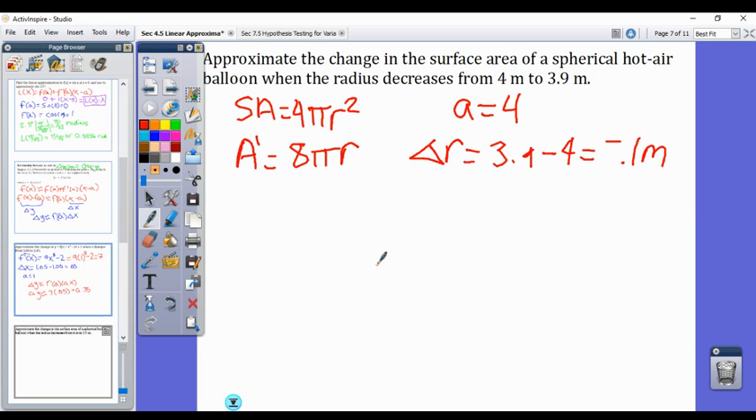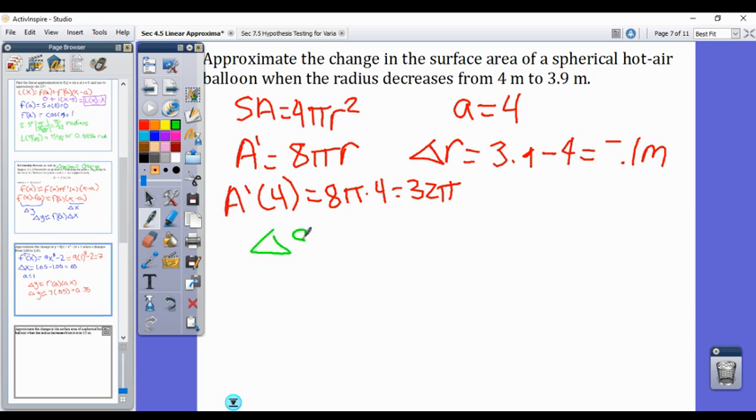All right, so let's just plug in 4 for this. If I do that, I'm going to get 8 pi times 4, which is 32 pi. And now I have everything I need to plug in. So I'm going to write this in terms of S for surface area and R for radius.